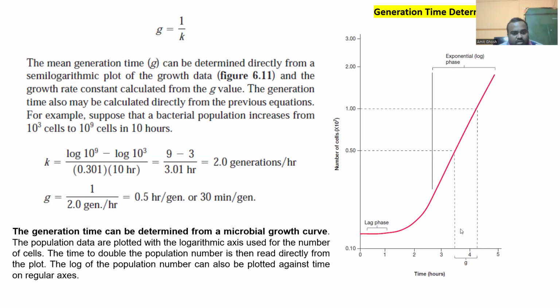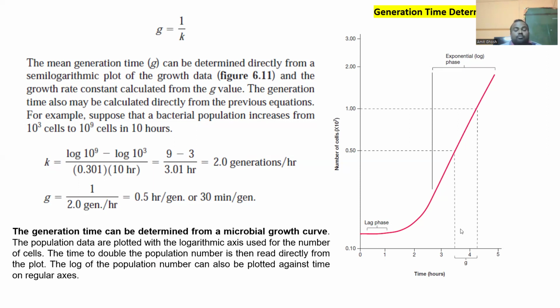divided by 0.301 into 10 hours. So log 10 to the power 9 will be 9, and log 10 to the power 3 will be 3. And below, 0.301 into 10 will be 3.01 hours. So K is equal to 2 generations per hour, the specific growth rate. Now we can calculate G, because we know G is equal to 1 by K. So G will be 1 by 2 generations per hour, which is 0.5 hour per generation, and that is 30 minutes per generation.